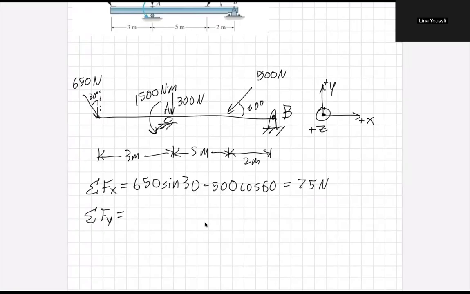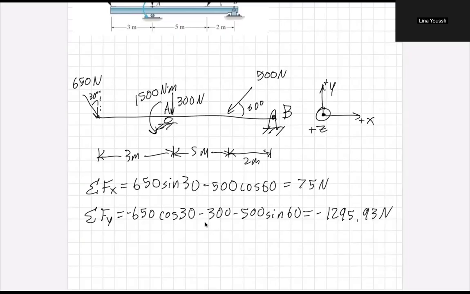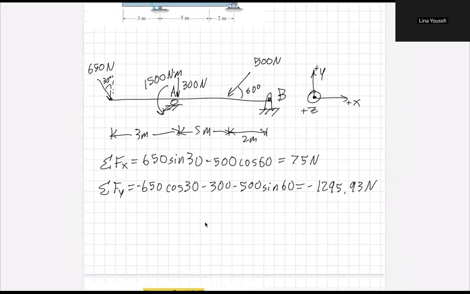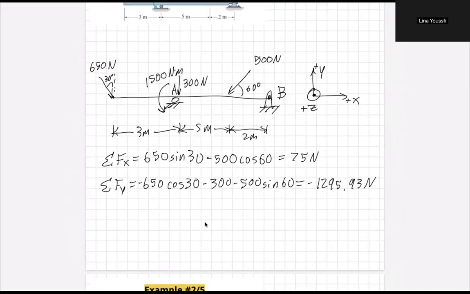I'll do the same for the y direction now. That's negative 650 cosine 30 minus 300 and then minus 500 sine of 60. We'll calculate that out. That gives us negative 1295.93 Newtons, going downwards. Now that I've got my sum of forces in the x direction and the y direction, I'm going to take a magnitude and solve for the resultant force.